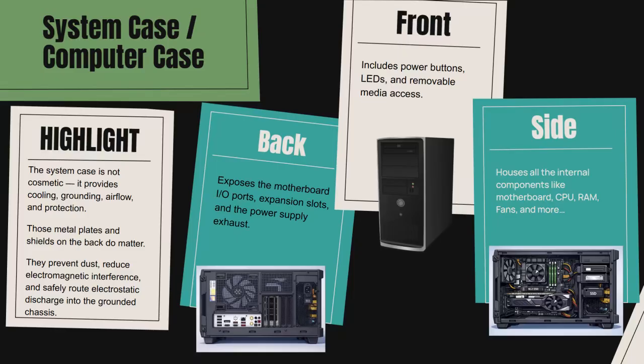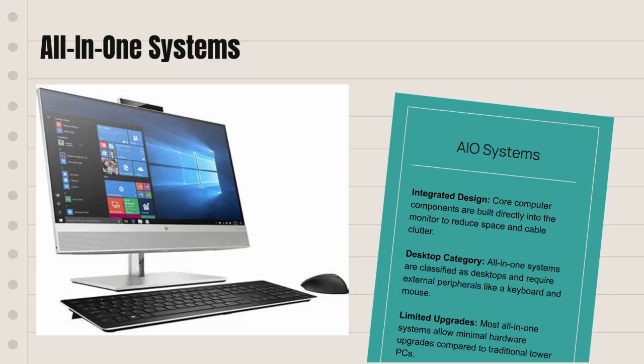Those metal plates and shields matter. They prevent dust, reduce electromagnetic interference, and safely route electrostatic discharge into the grounded chassis. Some systems combine everything into one enclosure, called an all-in-one system. They save space, but limit upgrades and repairs.